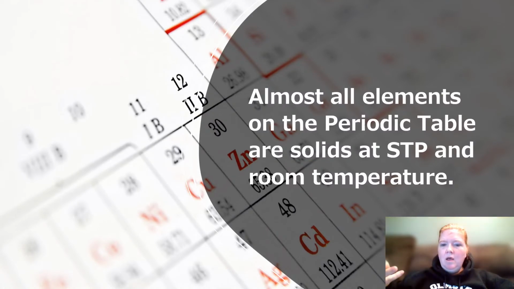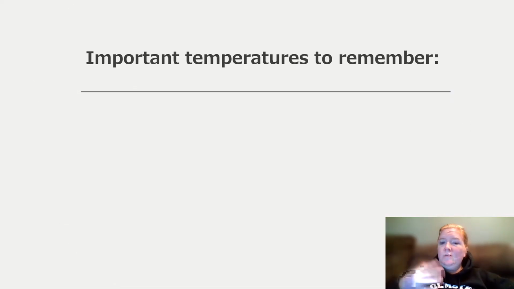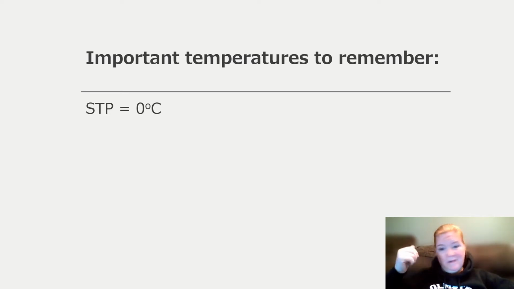So almost all elements on the periodic table are solids at room temperature and STP. So what the heck is STP? Well, if you remember, that's in table A. STP stands for standard temperature and pressure. So it's going to be 0 degrees Celsius or 273 Kelvin. So we have some temperatures that you just got to file them away and remember. STP 0 degrees Celsius. But guess what? You don't have to memorize that one because that one I just showed you was on table A.